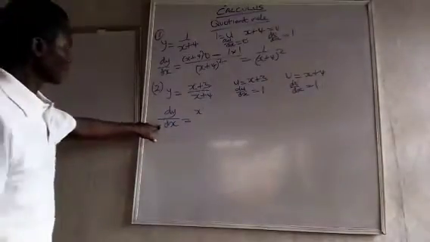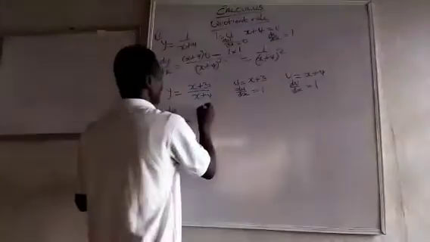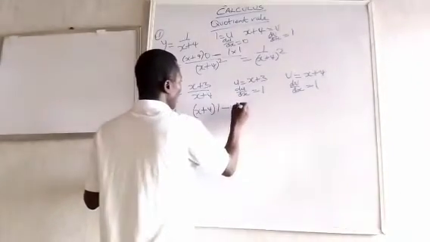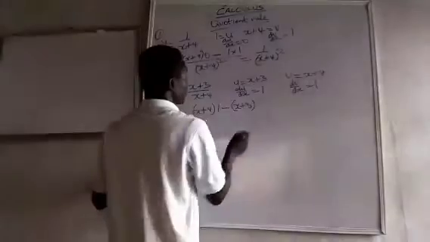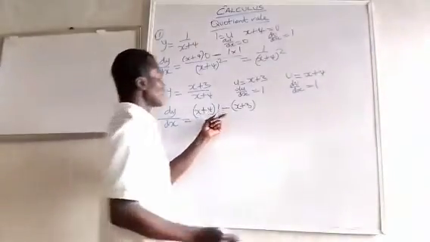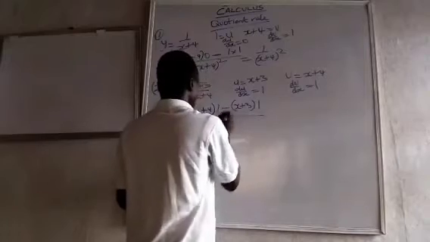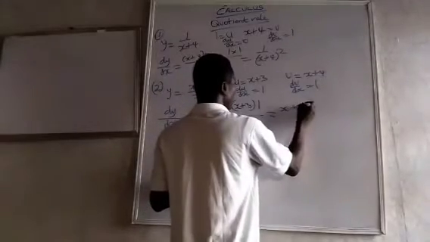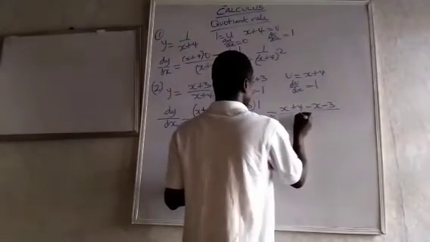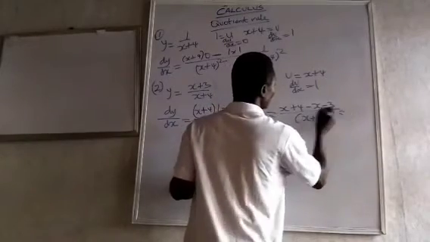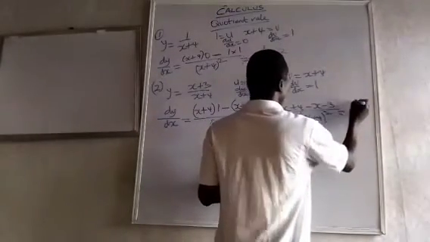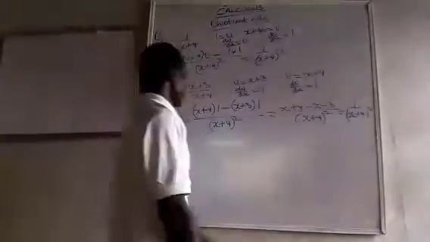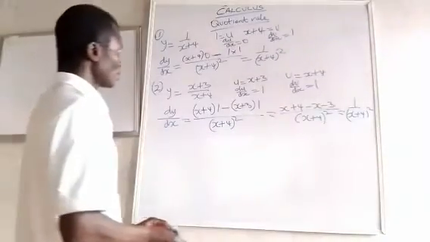Now, dy dx will be equal to, sorry, V du dx minus U dv dx divided by V squared. Now what does that give? x plus 2 minus x minus 3 divided by x plus 2 all squared. What does that give me? Minus 1 over x plus 2 all squared.